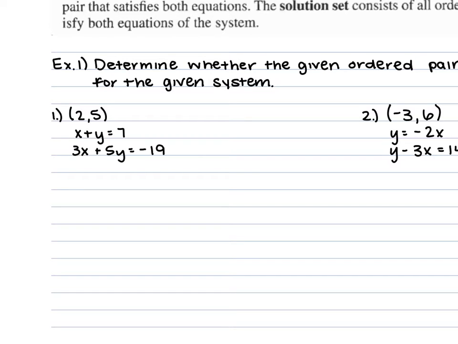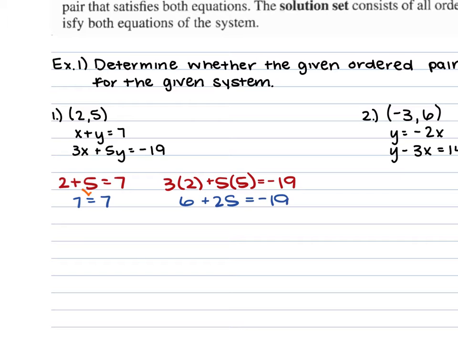For the first equation, you're going to have 2 plus 5 is equal to 7. The 2 plus 5 is 7. 7 is equal to 7. So yes, that one works. Try the other equation. You have 3 times x, which is 2, plus 5 times y, which is 5, is equal to negative 19. The 3 times 2 gives us 6. The 5 times 5 gives us 25. When we add these two, the 6 plus 25 gives us 31 is equal to negative 19. In this case, this one does not give you a true statement, so (2, 5) is not a solution.